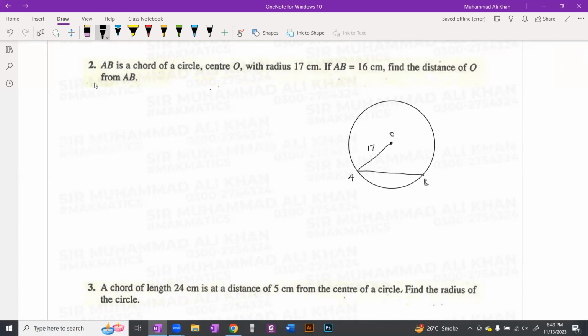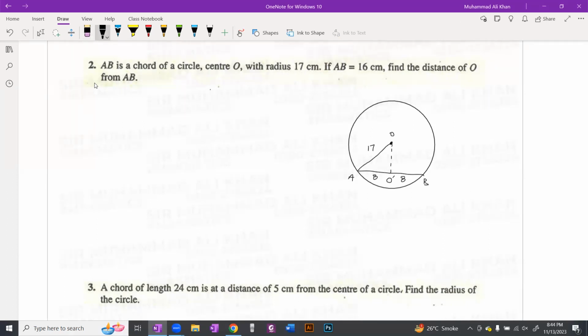Here is O. We have to calculate the distance. If we draw a straight line from here, the chord is of 16 centimeters, so this is 8, and this is 8. So the distance, let's say OO dash. This is the distance of chord from origin.